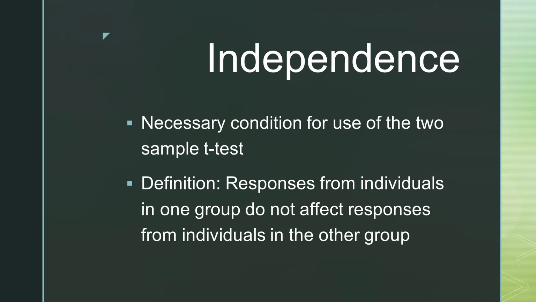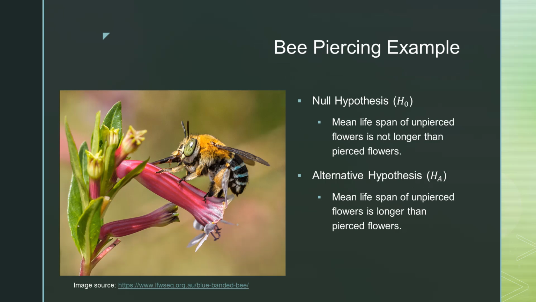For this type of t-test, the two groups must be independent of each other. That means that responses from individuals in one group do not affect responses from individuals in the other group. The course website contains more detailed information about independence in the two-sample t-test.